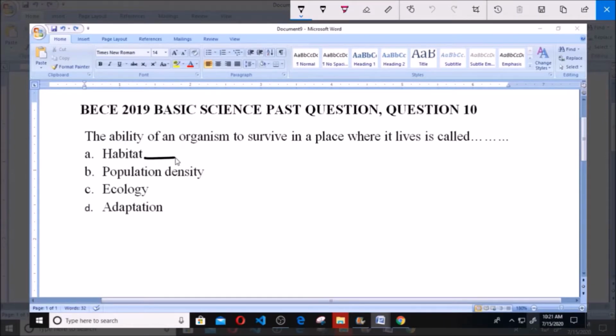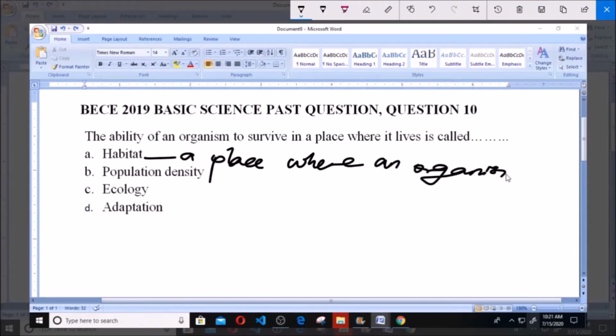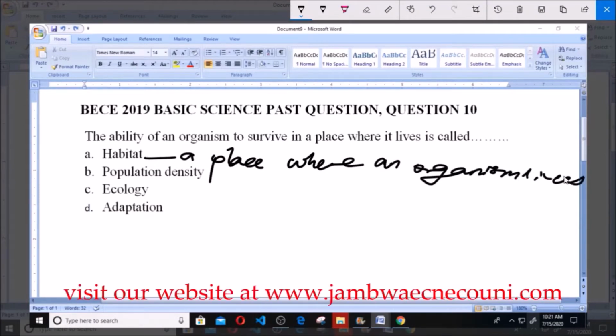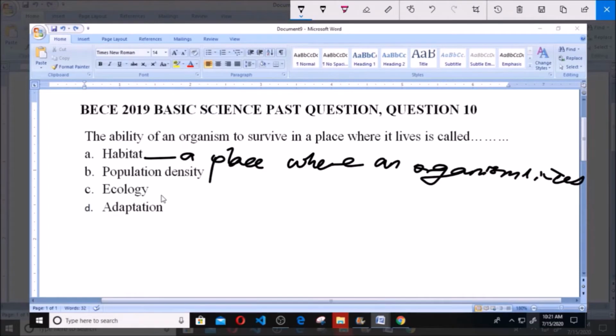A says habitat. Now habitat is a place where an organism lives. But the question says the ability of an organism to survive in a place where it lives, meaning the ability of the organism to survive in a habitat is what you're looking for, not the place where the organism lives, which is habitat.